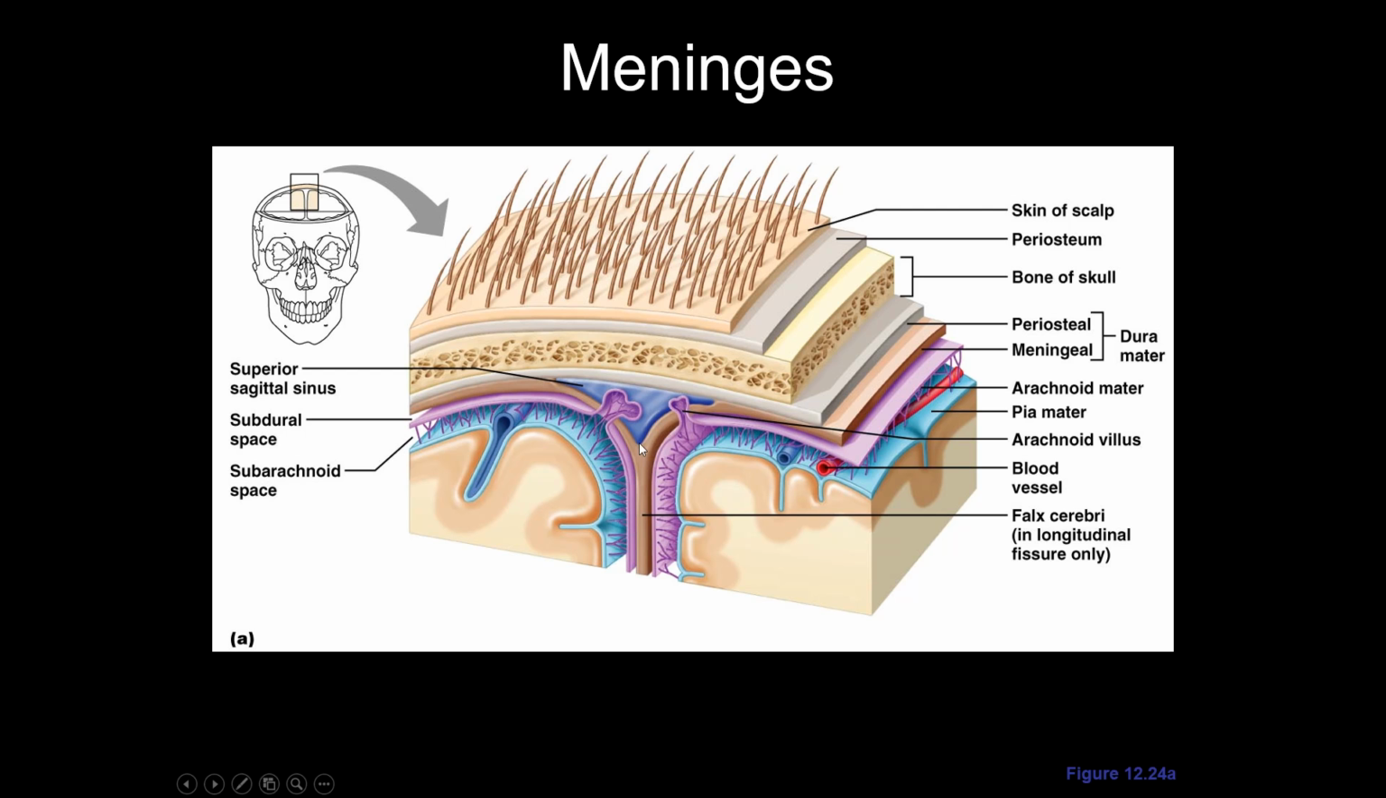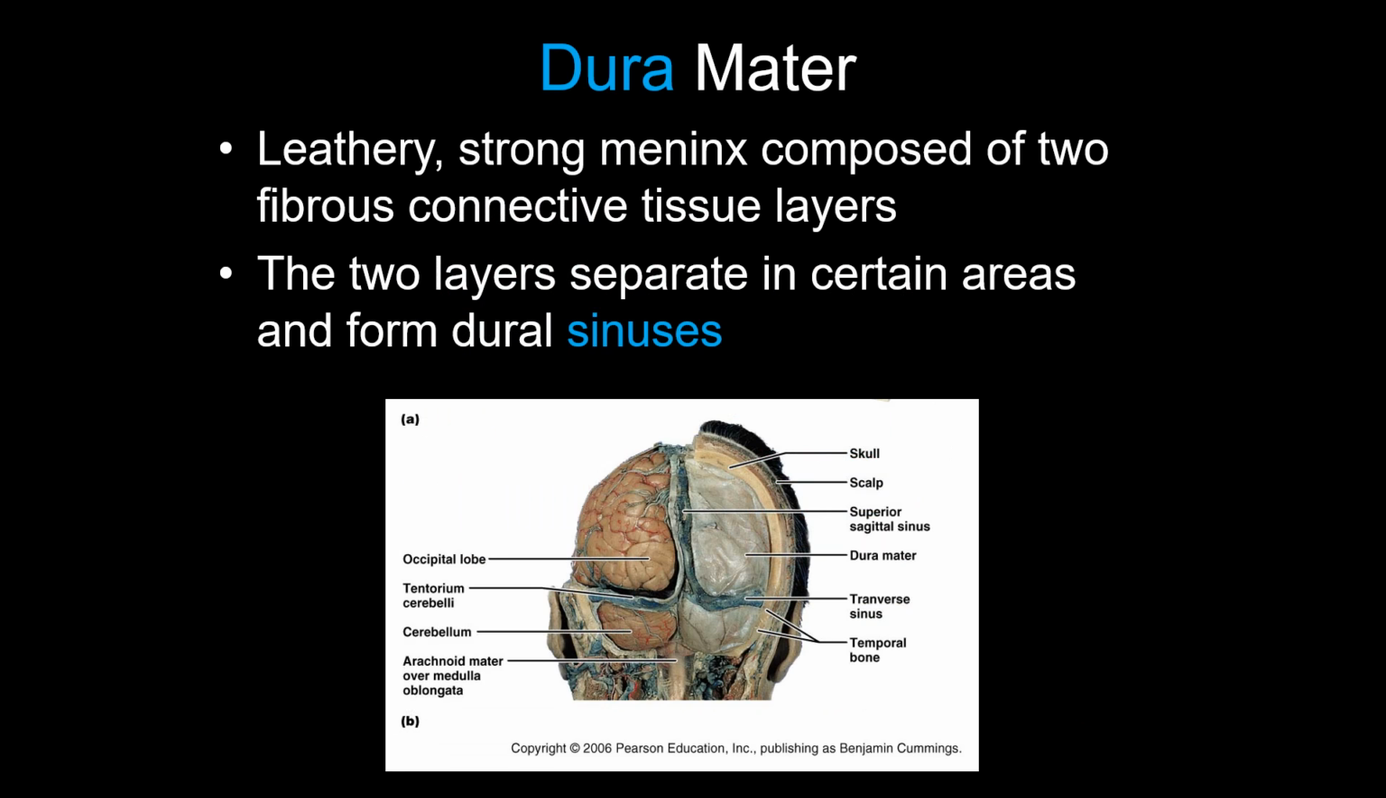And so what happens is it dips in between some of the deep fissures of the brain, and then it prevents the brain from moving around too much within the cranial vault itself. It does also in a few places, like along the sagittal line and then along the transverse sinus right through here, it creates special blood vessels called dural sinuses.